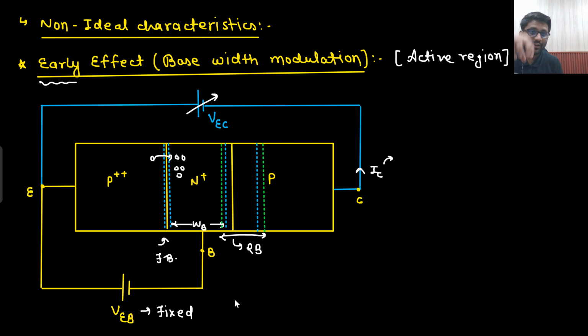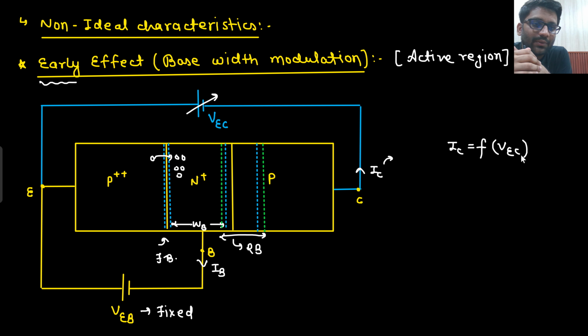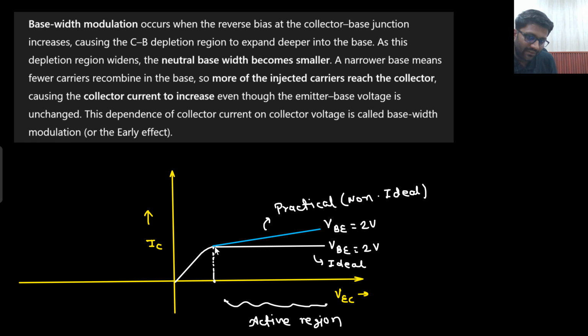So what is happening? Lesser recombination, that means this IB current is going down, IC current is increasing, but that is in a very minute amount. So eventually your IC is actually becoming a function of VEC. But this is something that I did not want. I did not want IC to be a function of VEC, but actually it is becoming a function of VEC. Say yes or no? Okay, so that's why with the increase in VEC, this is a very minute amount actually.